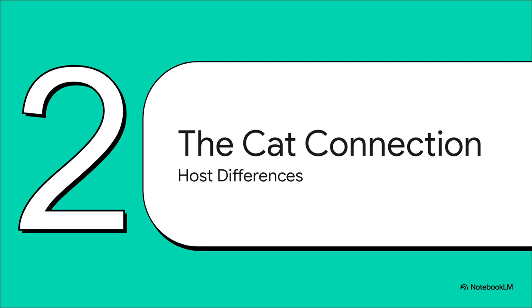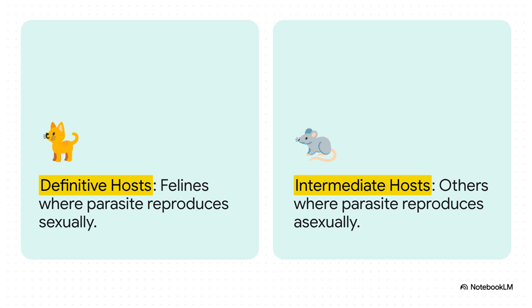Moving on to Section 2, the cat connection. Let's break down definitive versus intermediate hosts. In biology, we actually have two different types of hosts. First, you have definitive hosts, which are felines. Yep, that includes your fluffy domestic house cat. They're unique because they are the absolute only animals where this parasite can reproduce sexually.